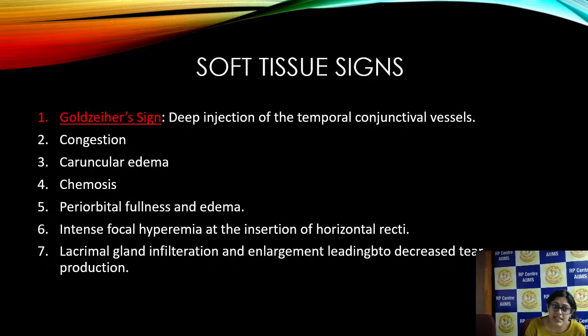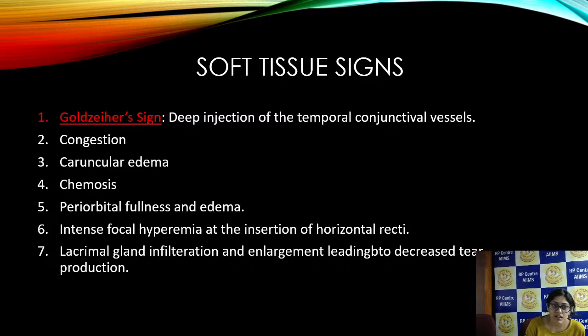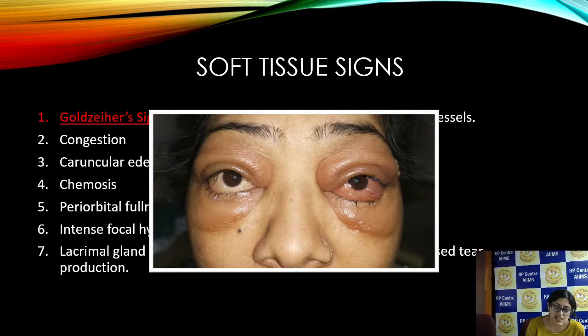Soft tissue signs are basically a congestion, a caruncular edema, periorbital fullness, etc. It is mainly due to the congestive nature and reflects that the venous drainage is being compromised due to compression of the orbital space. Gold-Zahir sign is significant in this, where there is a deep injection of the temporal conjunctival vessels. This is an image showing the periorbital fullness as well as the chemosis and the conjunctival congestion.